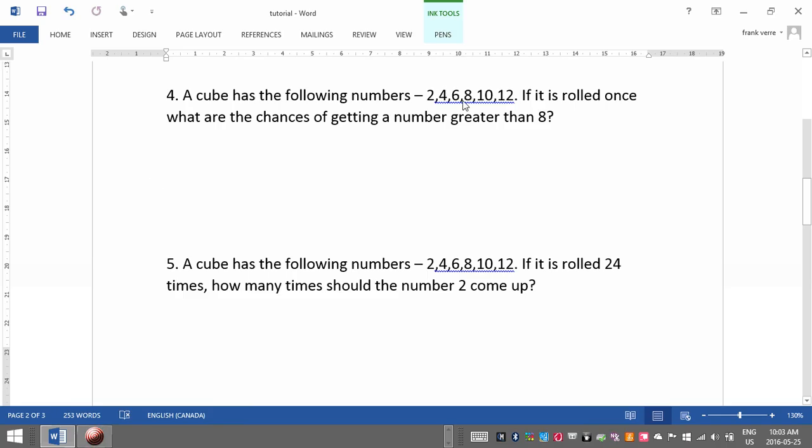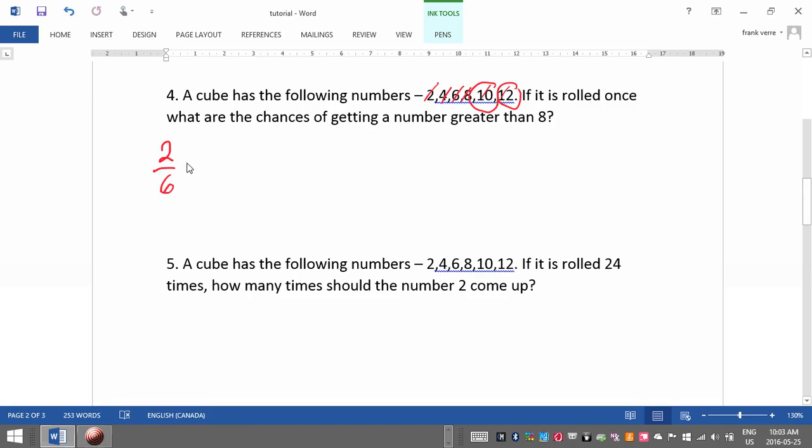Okay, so what's greater than 8? 2? No. 4? No. 6? No. 8? No. What's greater than 8 is 10 and 12. So there are two numbers greater than 8, and there's a total of 1, 2, 3, 4, 5, 6 numbers. So there is a 2 in 6 chance of getting a number greater than 8.